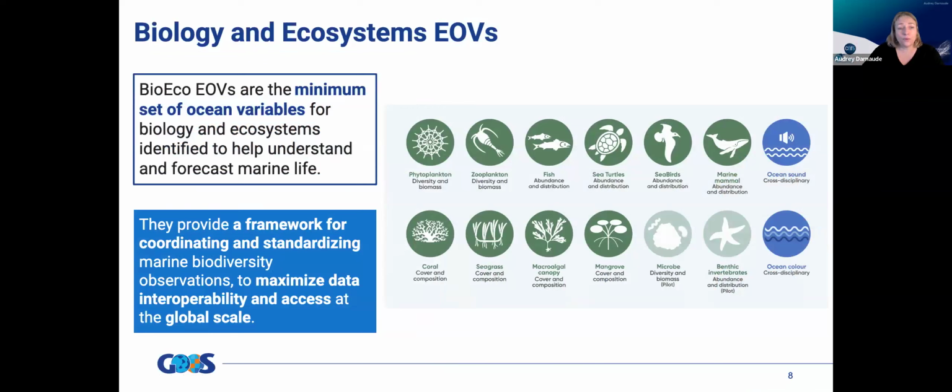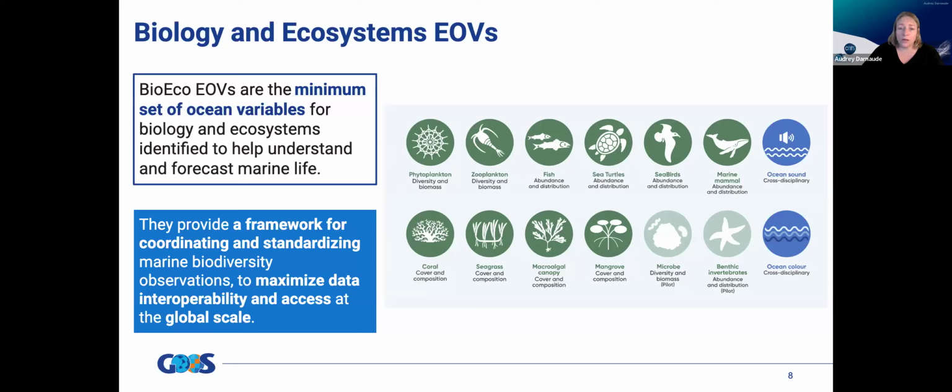And so for the biology and ecosystem part, a total of 12 EOVs have been identified as the minimum set of ocean variables to help understand and forecast marine life. As you can see, because you have the list here, they focus on either essential marine taxa, like fish, or on key marine habitats, like coral reefs.